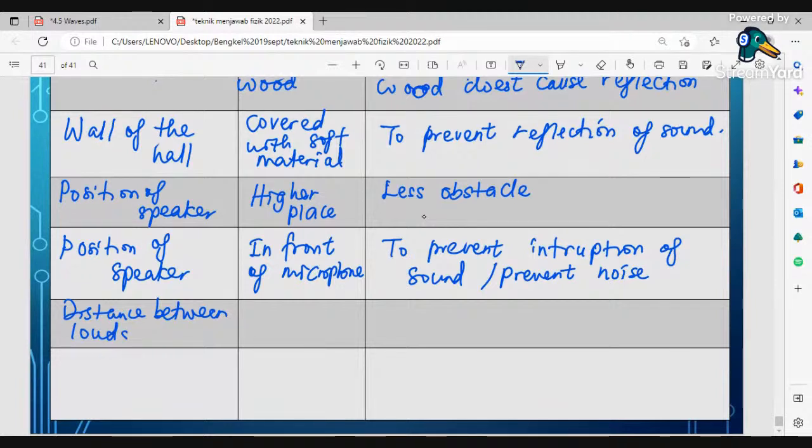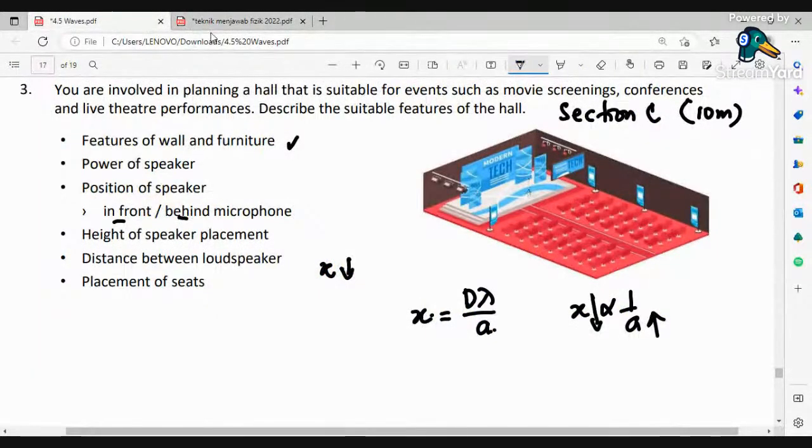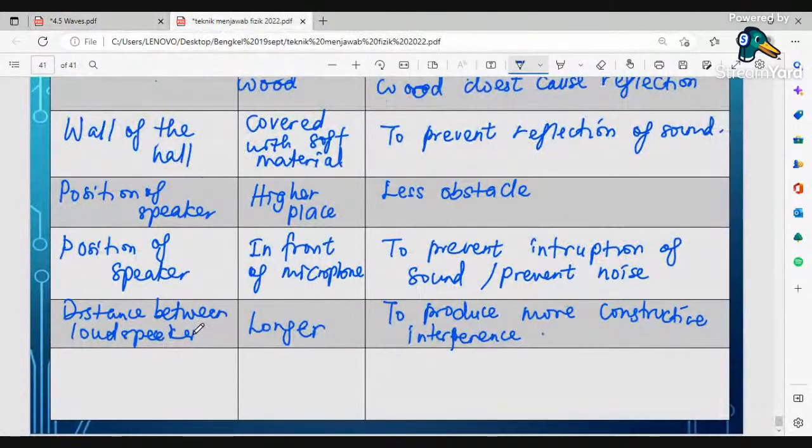Should be longer. Produce more constructive interference. Okay, so more students can hear the sound, which is louder. Placement of seat.